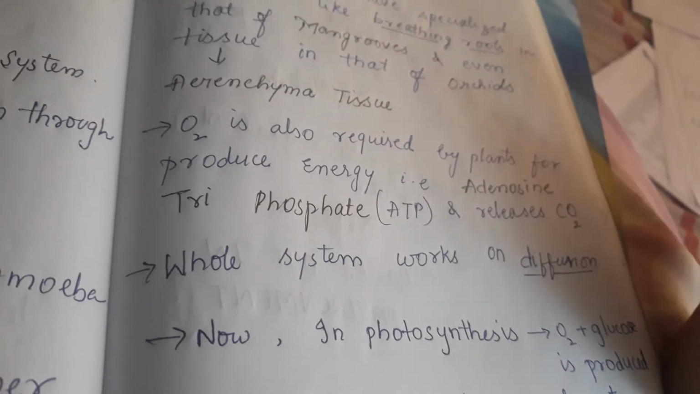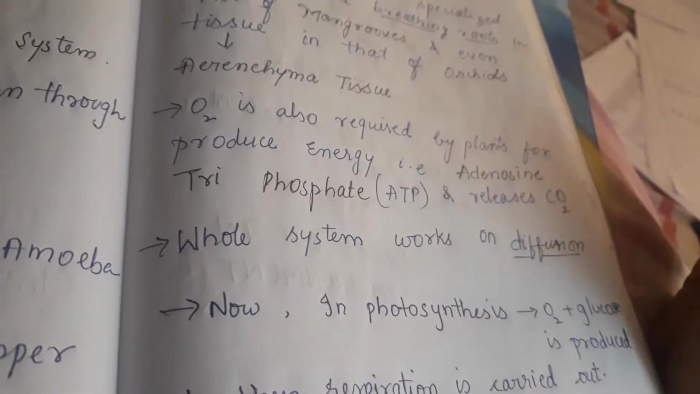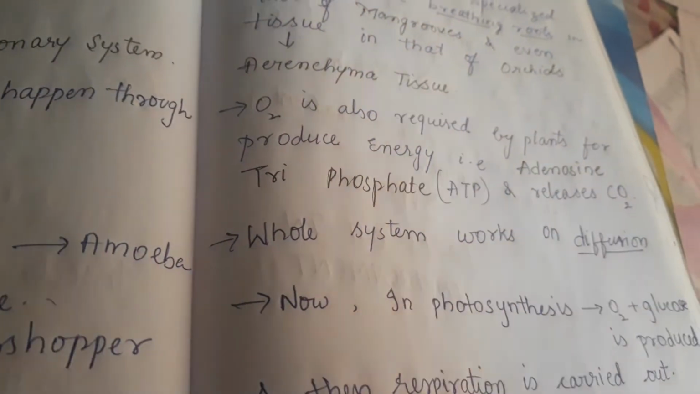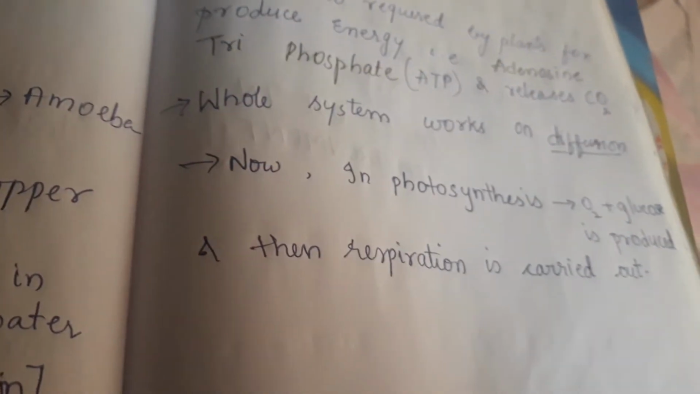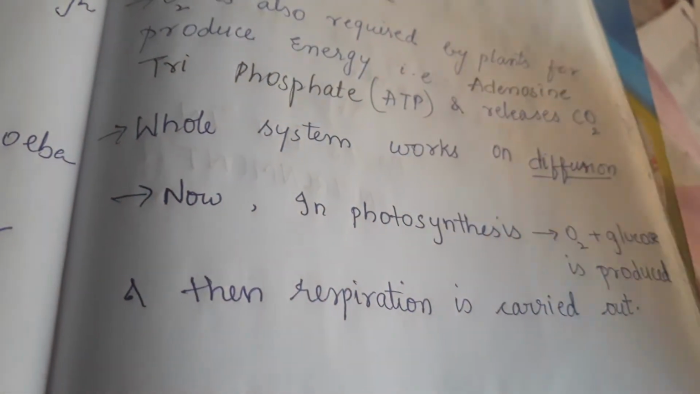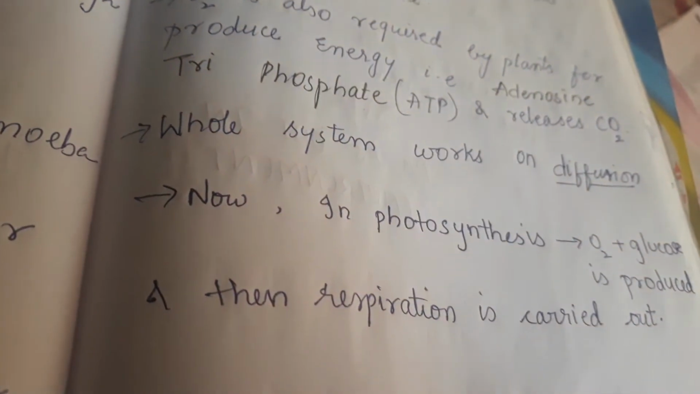Even plants, we learned that only oxygen is released and CO2 is not released. No, it's wrong. CO2 is also released by the plants. Plants also respire. Okay, I'll just explain this. And this whole system also works with diffusion. Now see, when photosynthesis happens, what will happen? Oxygen and glucose will be released, which is used by other living beings. And then what happens? Respiration is carried out. I'll explain.